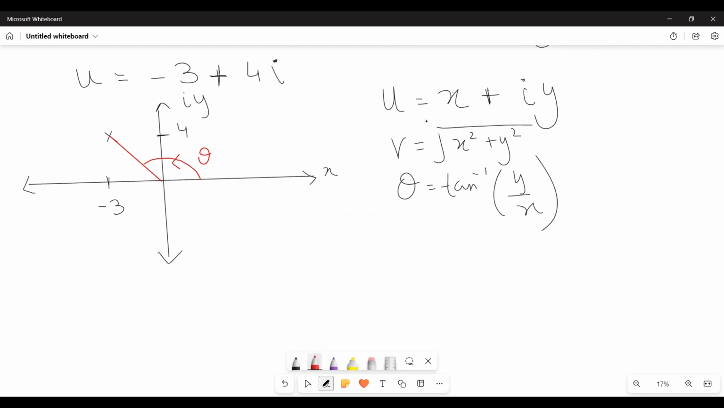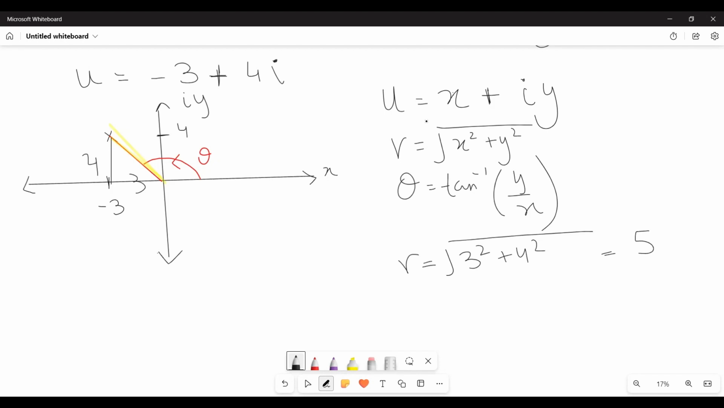So r is going to be the square root of 3 square plus 4 square, because this is r again. If you change this into a triangle, then this is 4 units, and this is 3 units. So r is Pythagoras applied on 3 and 4. That's going to be the square root of 25, which is 5. So the length of the red line is 5 units.